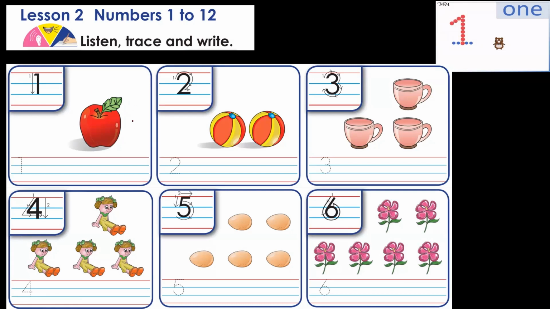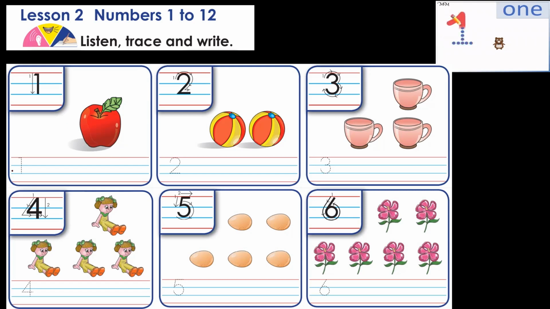What's this? Do you see an apple? Perfect. It's an apple. What's this? It's an apple. So how many apples are there in the first picture? How many apples are there? Very good. 1 apple. Say 1 apple. 1 apple.